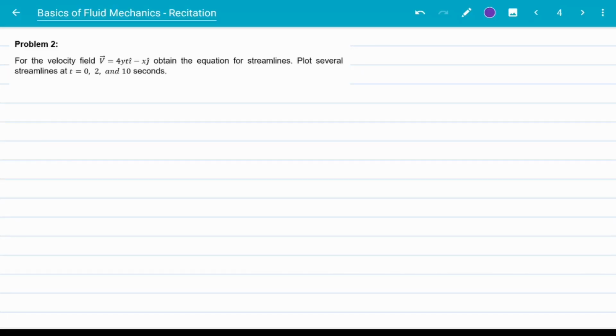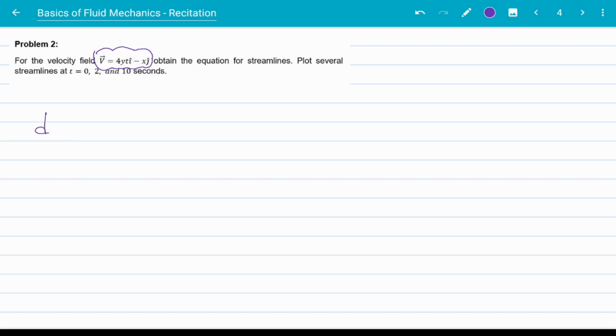Okay, let's move on to problem 2. Again, we are given a velocity field in the form of a vector, and we are asked to find the equation for streamlines. This time, however, it is a bit different in the sense that this equation is not only dependent on x and y, but also on time. So we are dealing with a transient or an unsteady velocity field.